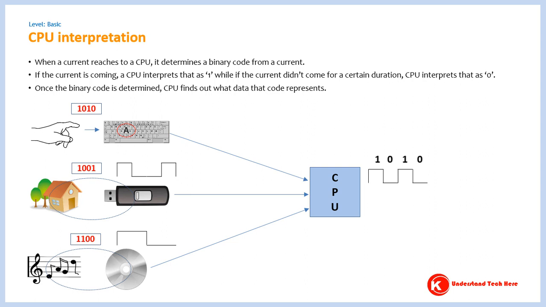But what does 1010 represent? In our case, it's letter A. So this way, finally CPU knows user has in fact typed letter A. By the same way, CPU knows what kind of picture is in your pen drive, what kind of song is in your CD.